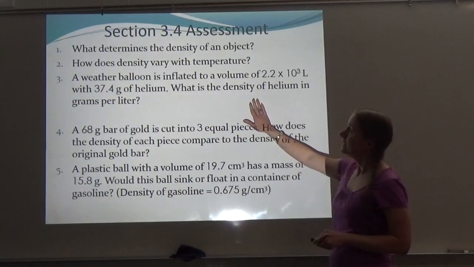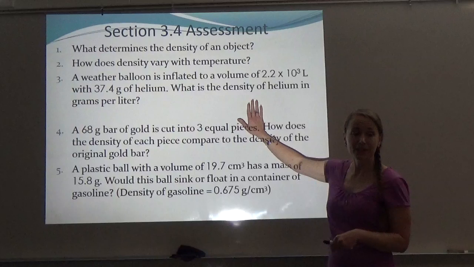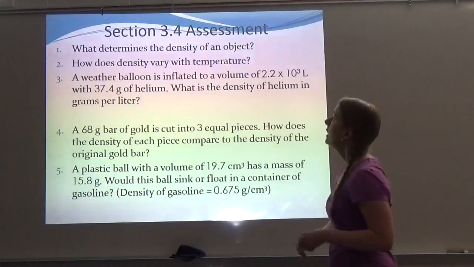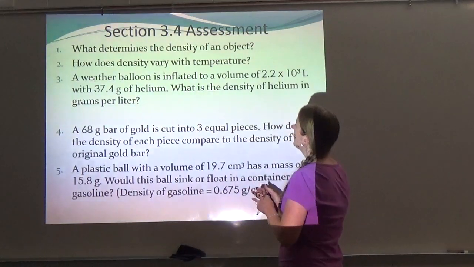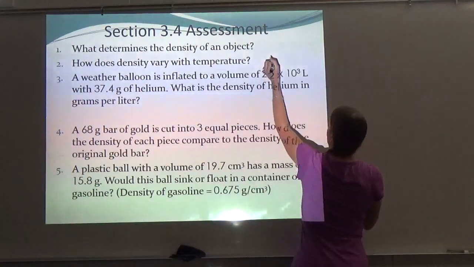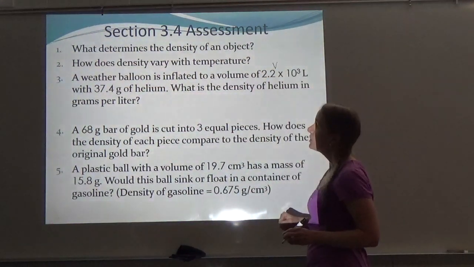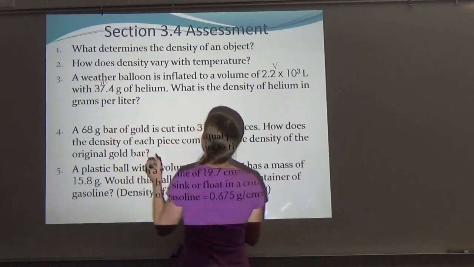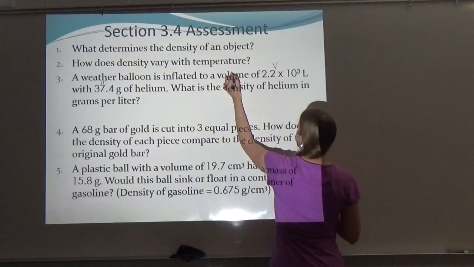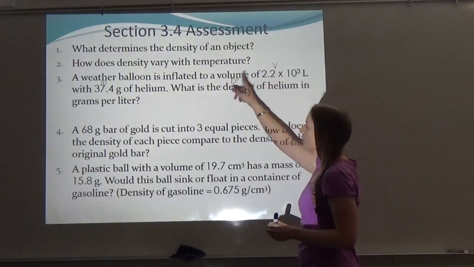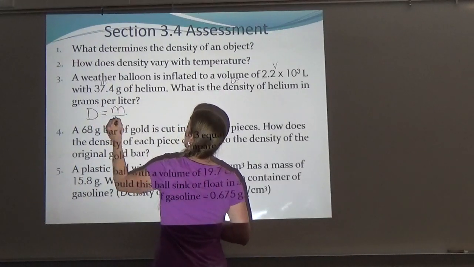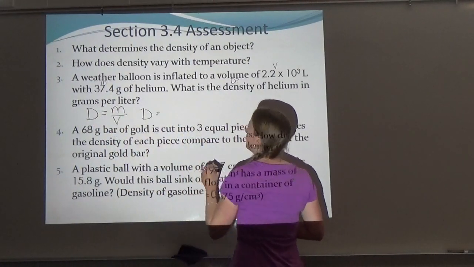All right, so our next one is a math question, so you might want to pause the video and try it on your own first, just to make sure you got it. It says a weather balloon is inflated to a volume of 2.2 times 10 to the 3 liters with 37.4 grams of helium. So there's my mass. Then it says, what is the density? Okay, so I have my volume, I have my mass, I'm just looking for density, so I don't even need to rearrange the formula. I can just plug in.